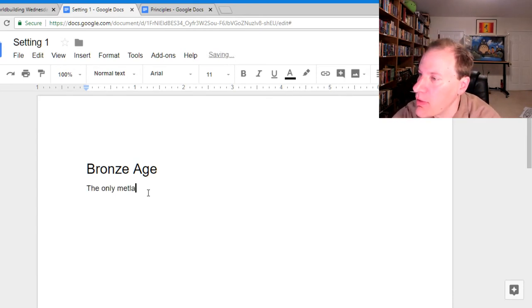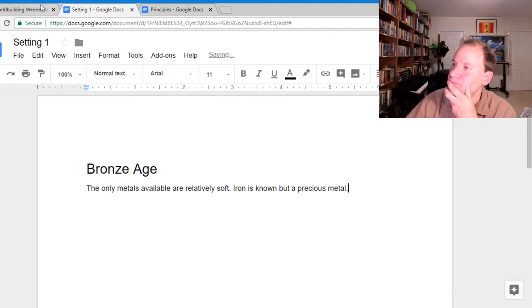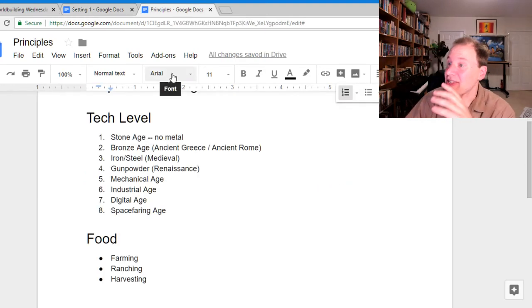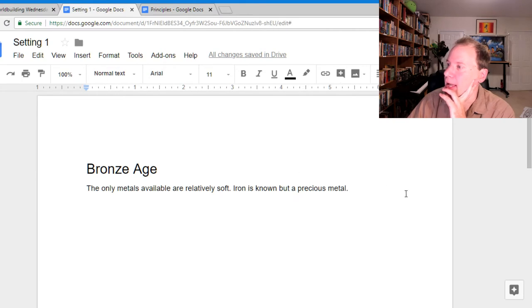The only metals available are relatively soft. Iron is known, but a precious metal. So that's going to set up all sorts of things about our society and what we can or can't do. It's going to limit the amount of automation, limit the amount of food available.